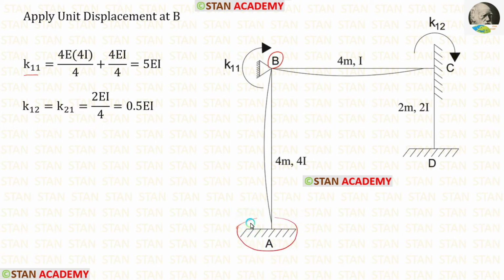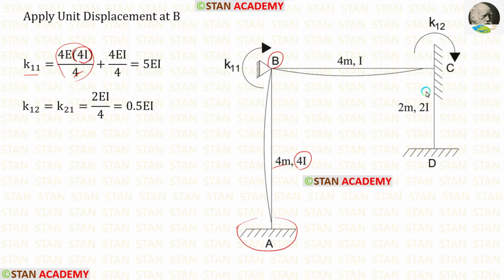If the far end is fixed, the formula is 4EI upon L. Length of BA is 4. Let us apply that. The moment of inertia for BA is 4I. So in the formula, instead of I, we have to apply 4I.